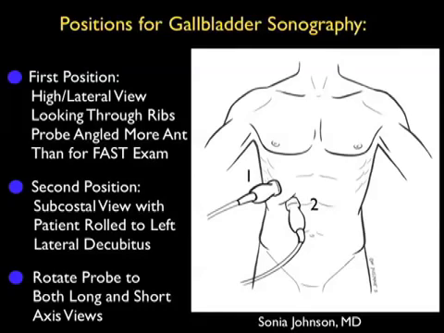Now, from both of these positions, we should rotate the probe from long axis with the probe marker towards the patient's right shoulder to the short axis configuration with the probe marker over towards the right side to completely inspect through the gallbladder for any pathology.